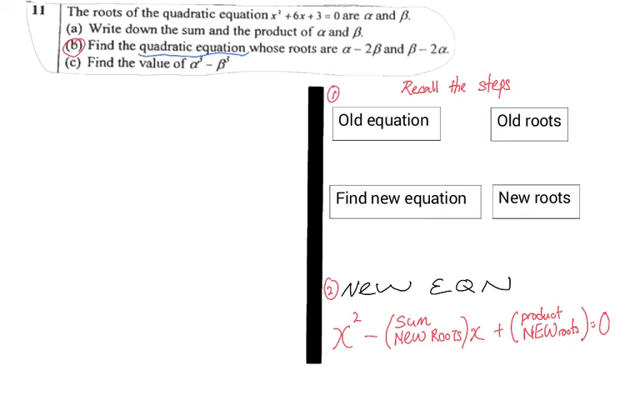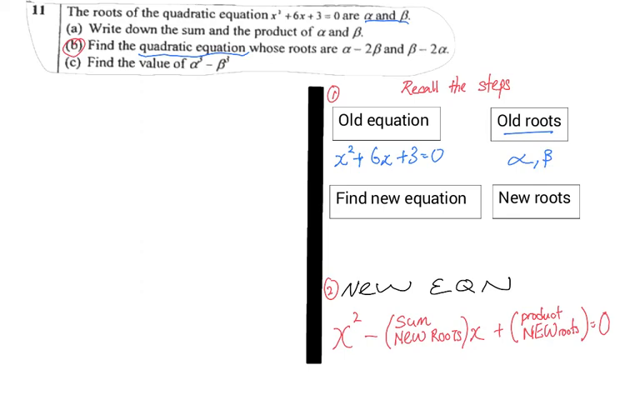First, I want you to write out the old equation. And the old equation refers to x squared plus 6x plus 3 equals to 0. So let us write down together x squared plus 6x plus 3 equals to 0. Now then we want to write out the old roots. So old roots, I look at the equation, it says alpha and beta. So I put here alpha and beta.